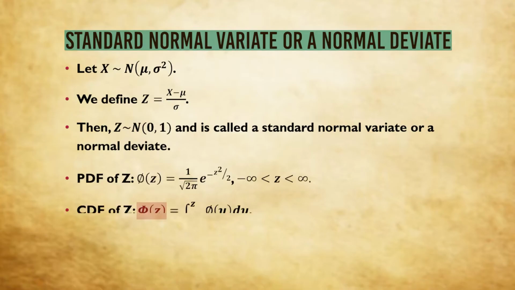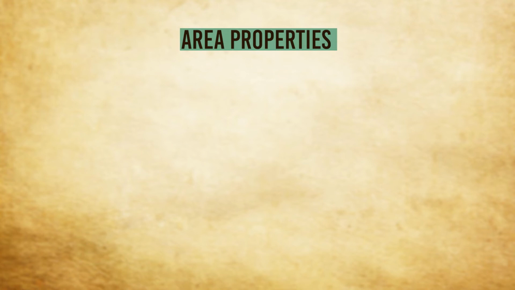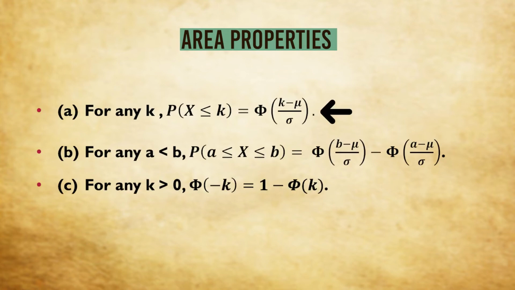One good thing is this: the values of capital phi z, that is the CDF of z, are tabulated in biometric tables and also in various statistical softwares. So we need not perform this integration actually. Area properties. For any k, suppose I want to find out probability x less than or equal to k. That can easily be found out in terms of capital phi, the CDF, as capital phi of (k minus mu) by sigma. Similarly, for any a less than b, if we try to find out probability that x lies between a and b, that can also be found out in terms of capital phi as capital phi of (b minus mu) by sigma minus capital phi of (a minus mu) by sigma.